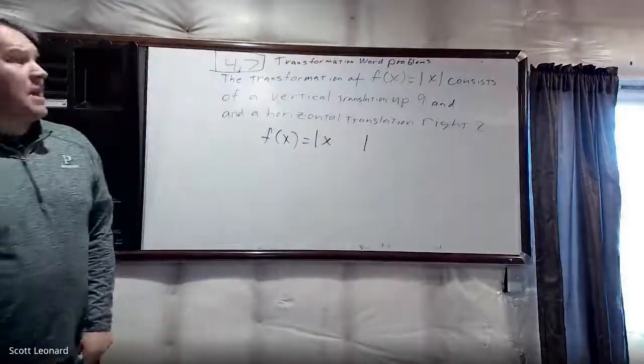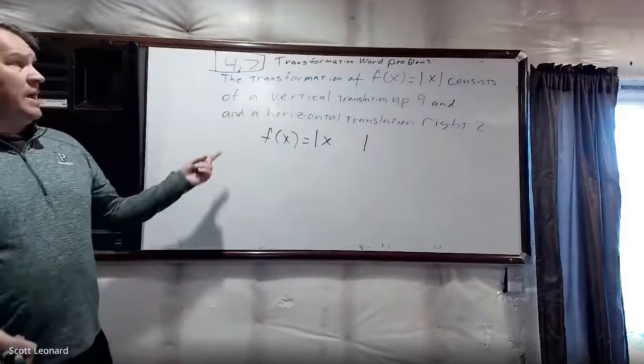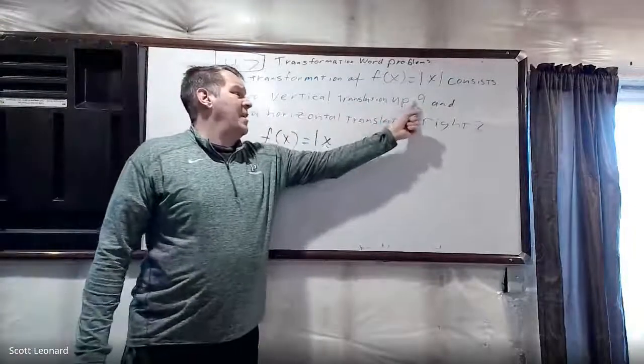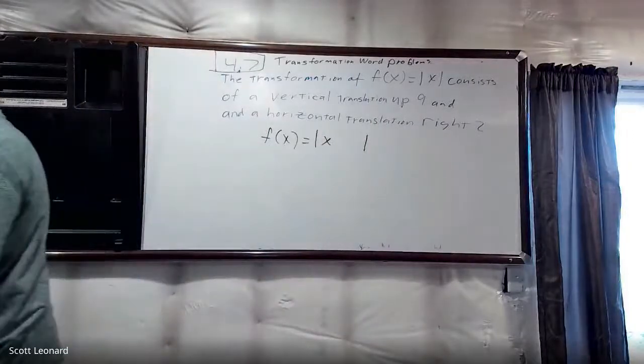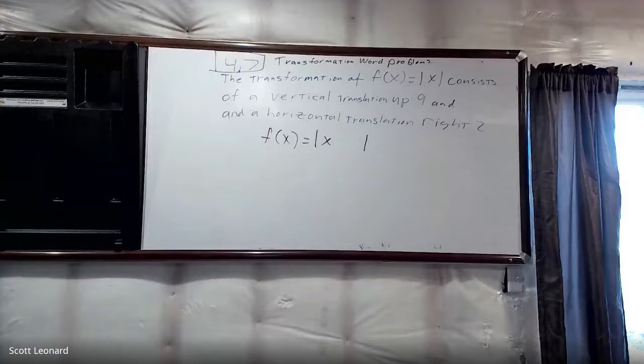So to do the problem, I'm going to give you about a minute and a half to fill in the 2 blanks. We have an absolute value function that's being vertically translated up 9 and horizontally translated right 2. Please take a minute and fill in the 2 blanks, and you'll be done with that problem. While you're doing that, I'm going to start trying to check off attendance.